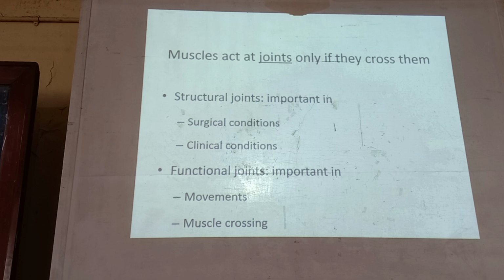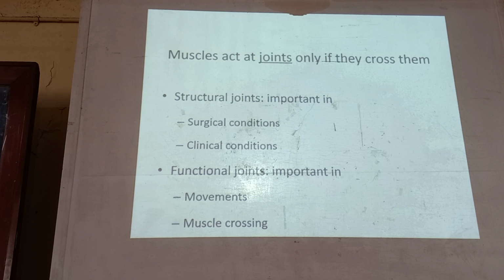Why are we studying structural joint capsules? Because of spread of infection and surgical approach, you require an understanding of the capsule of the joint. And for movements, you should understand what's the functional joint. You can't say this muscle acts at superior radio-ulnar joint. This muscle acts at radio-ulnar joint. There is no superior separate, there is no inferior separate, it's one joint.